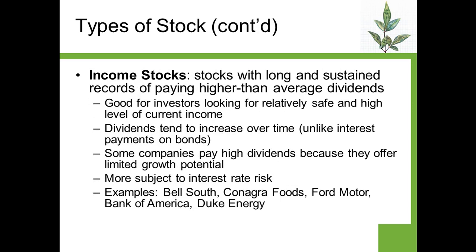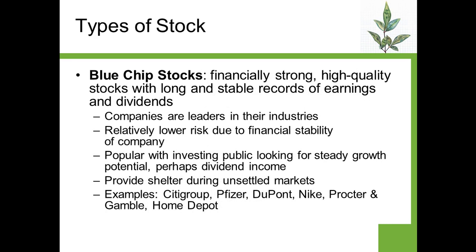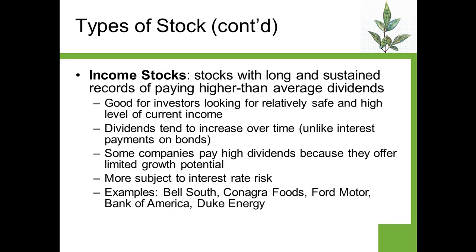The next type of stock is income stock. It is stock with a long and sustained record of paying higher than average dividends. They are also good stocks, like the blue chip stocks. Dividends tend to increase over time. They are good for investors looking for relatively safe stocks and a high level of current income. If the investor is looking for relatively safe stocks and high income, they will go to income stocks.